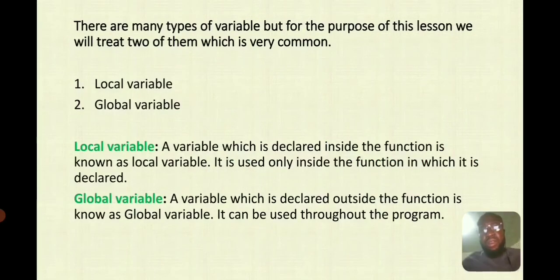Now let's just look at some types of variables. There are many types of variables, but for the purpose of this lesson, we will treat two of them, which are very common. We have local variable and global variable. One, local variable: a variable which is declared inside a function is known as a local variable. It is used only inside the function in which it is declared. Two, global variable: a variable which is declared outside the function is known as a global variable. It can be used throughout the program.